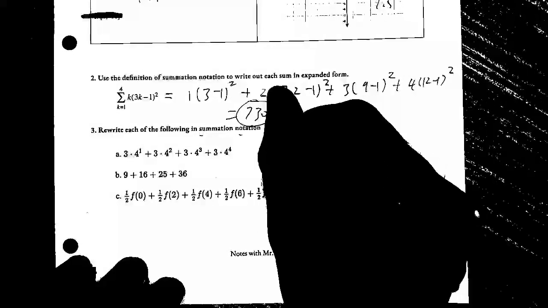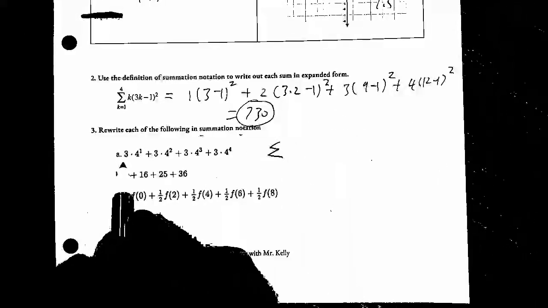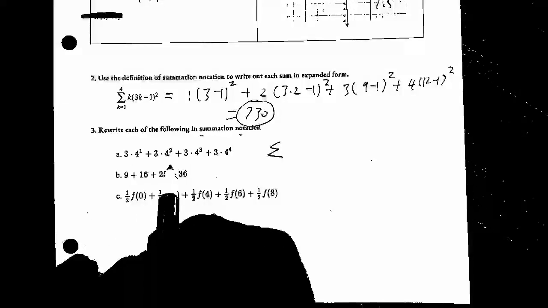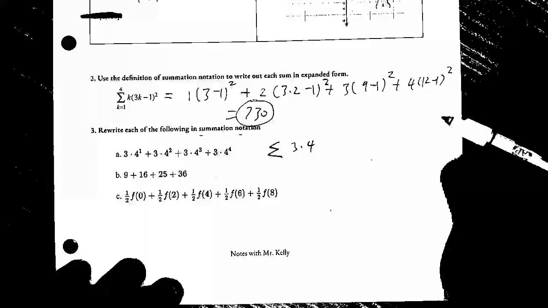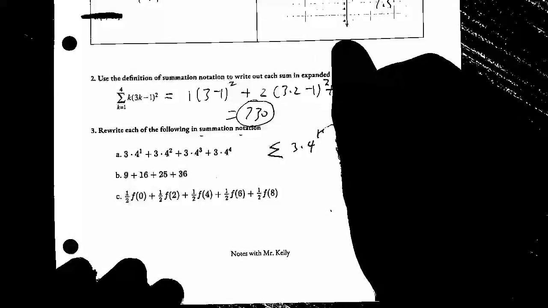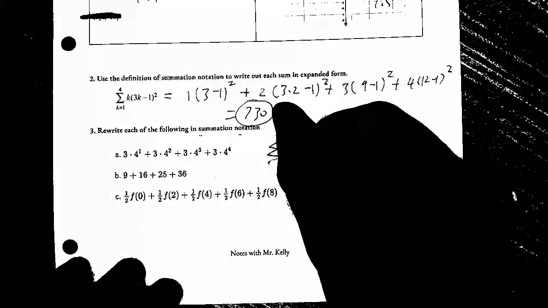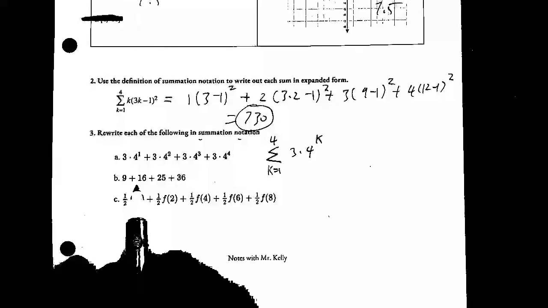So summation form, we're going to write our sigma here. When we look at this expression, this expansion, what is staying the same for each? 3 times 4. So the 3 times 4 is going to stay. And what's changing? It's the exponent. So that's going to be your k, or your i, or whatever you want it to be. So we start at what k? k equals 1, and where do I end? 4. Very good.